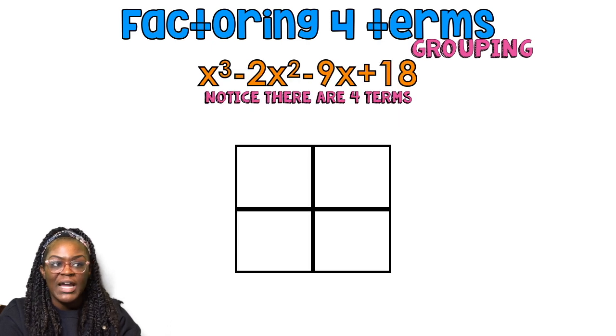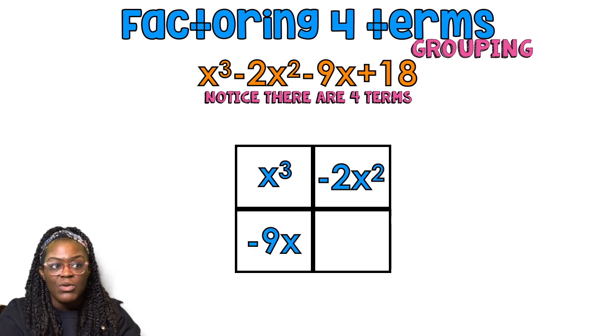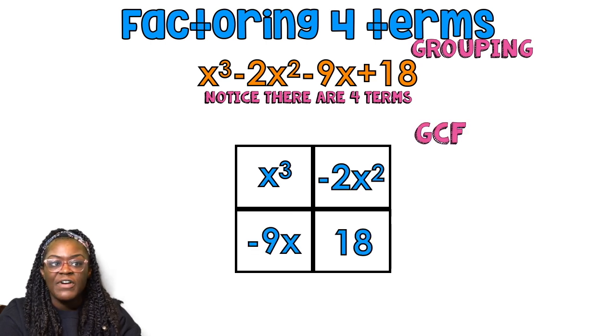I have x cubed minus 2x squared minus 9x plus 18. Again, we're going to put everyone in a box. I'm going to find the GCF of my columns. So x cubed and then minus 9x. That's what I'm going to find the GCF of. When I find that GCF, it's going to be x. Okay? And then I'm going to look at the negative 2x squared and then the 18, and I'm going to find my GCF, and that's going to be a 2. But because that top number is a negative, I'm going to go ahead and make it a negative 2.